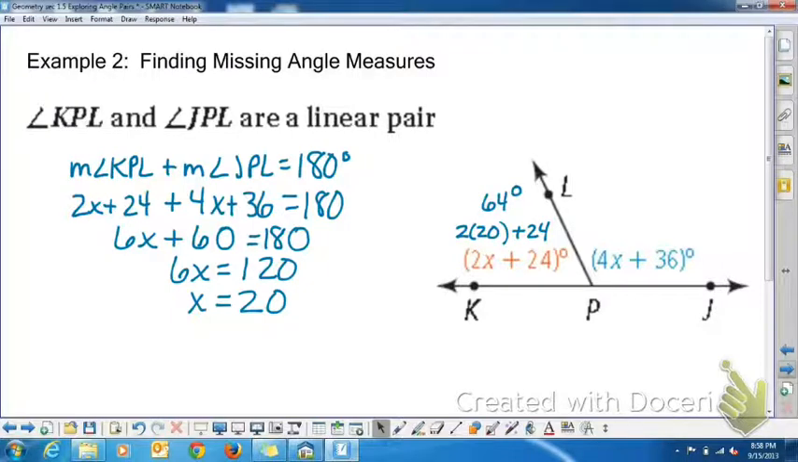Knowing that the value of x is 20, the measure of angle JPL is represented by the expression 4x plus 36. So we can substitute in the value of x to solve for the angle JPL. We're going to have 80 plus 36, which is 116 degrees. When we add these two together, we know that they are a linear pair, and therefore they equal 180 degrees. If we didn't get the sum, we would know we made a mistake.